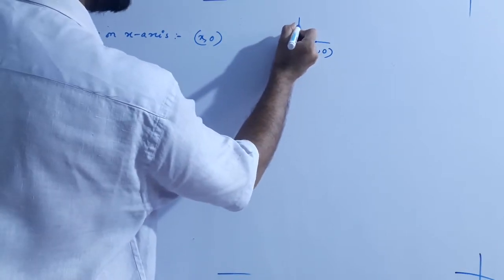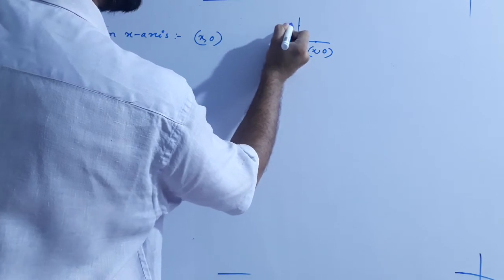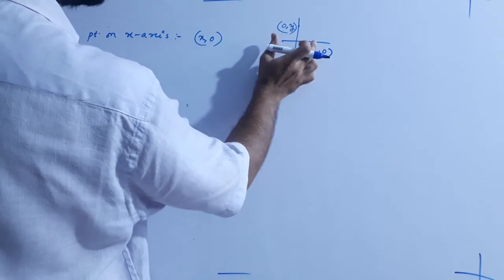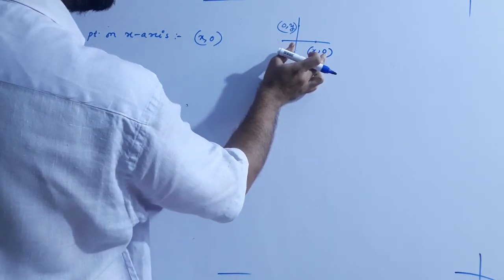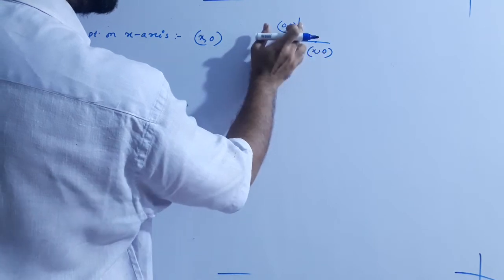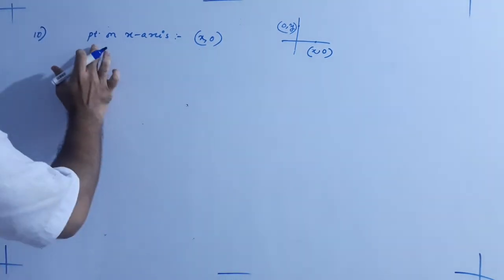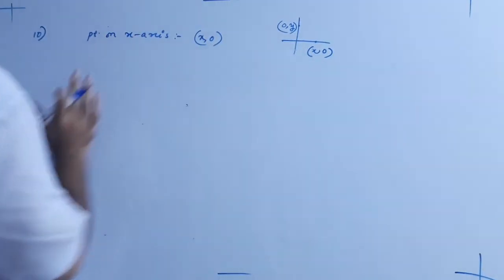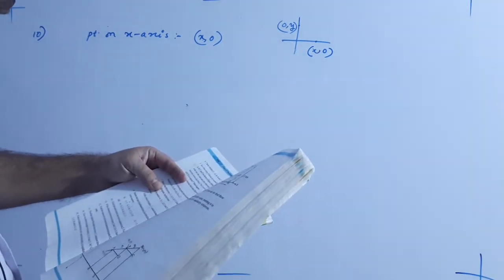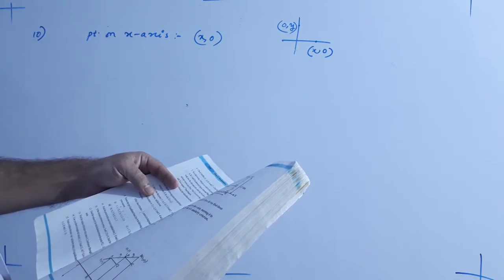Suppose a point is on the y-axis, its x coordinate will be 0. It will be (0, y). So you have to note this point. Any point on the x-axis, y coordinate will be 0. If there is any point on the y-axis, its x coordinate will be 0. So we are assuming a point to be (x, 0). Now what is the data? That point is equidistant from (2, -5) and (-2, 9).